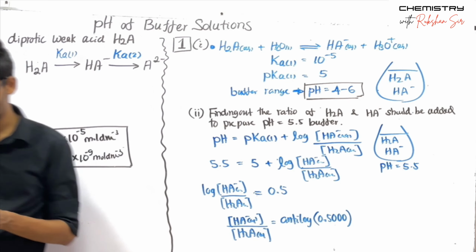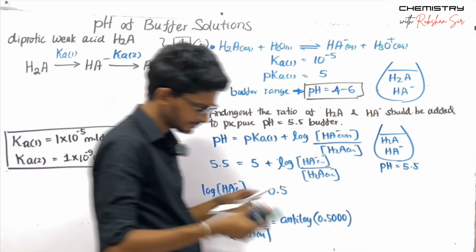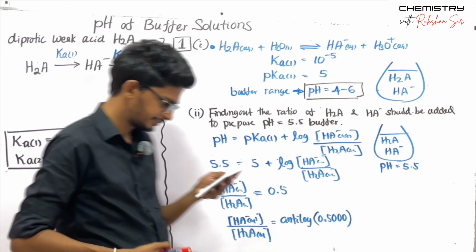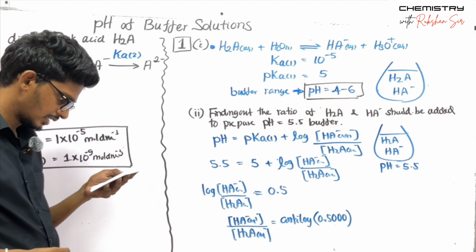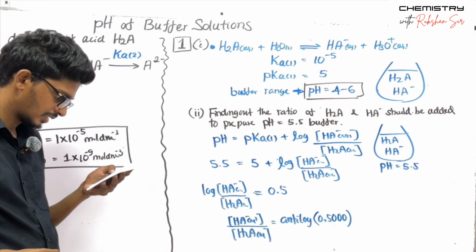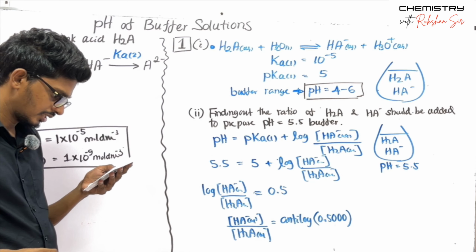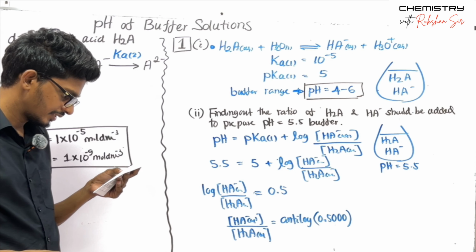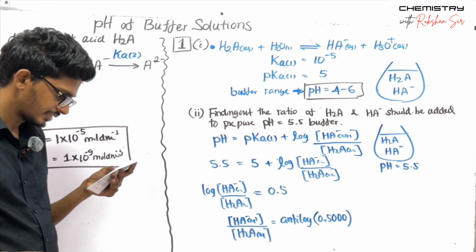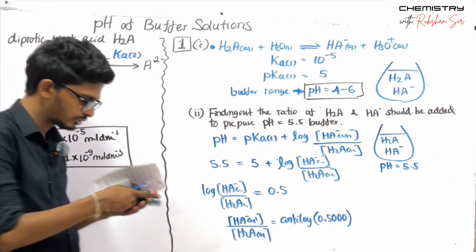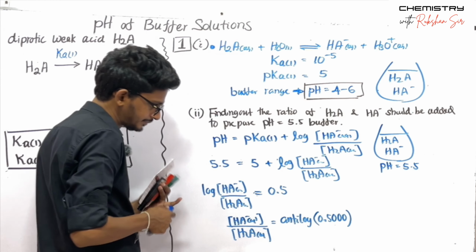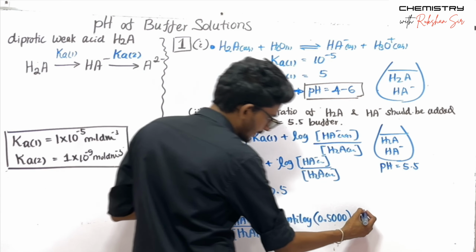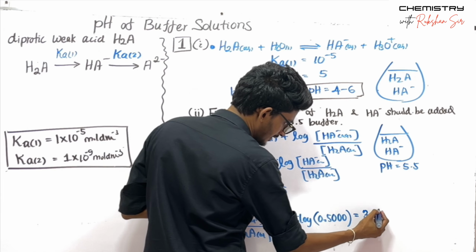Just go to the log table there. 5000 at the anti-log side. Coming up with 3162. That means 3.162.